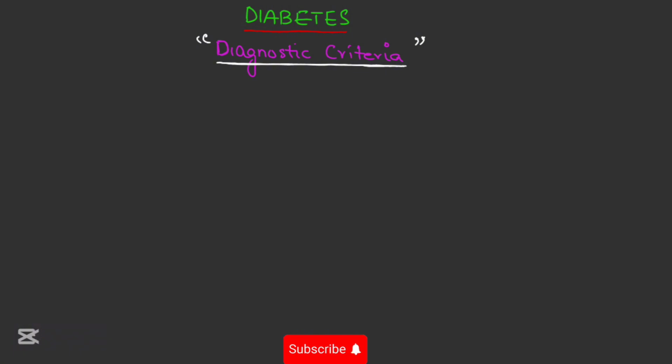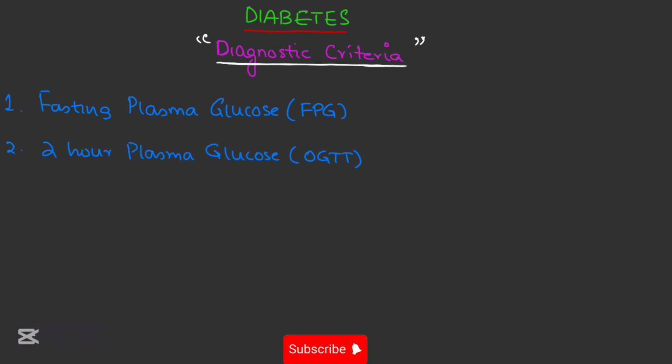Okay, so what is the diagnostic criteria of diabetes mellitus? Diabetes is diagnosed based on blood glucose levels or HbA1c level. The four main tests used are: Number 1, fasting plasma glucose. Number 2, 2-hour plasma glucose, oral glucose tolerance test. Number 3, HbA1c or glycated hemoglobin. And number 4, random plasma glucose. These are the main four tests by which we can diagnose diabetes.